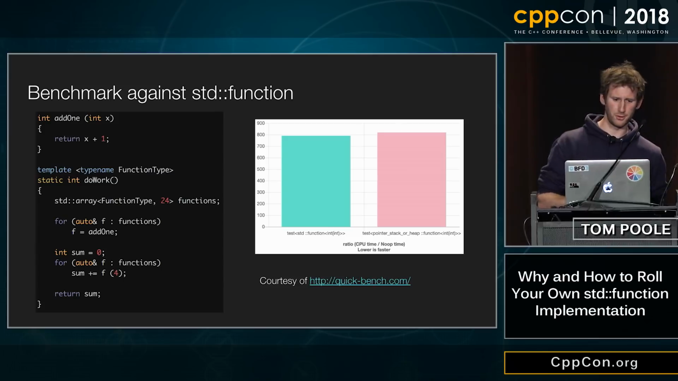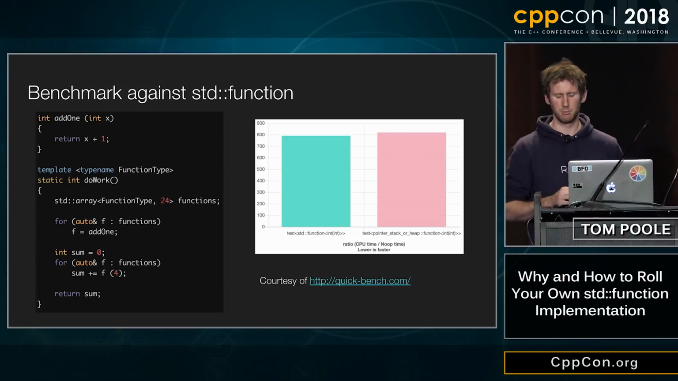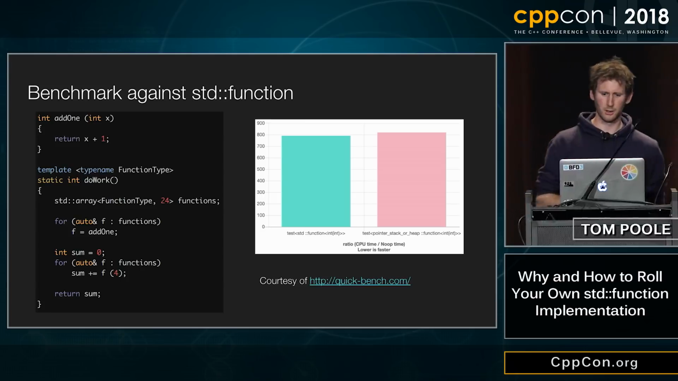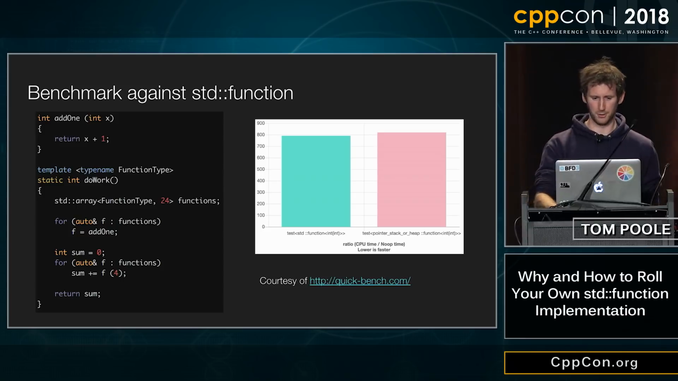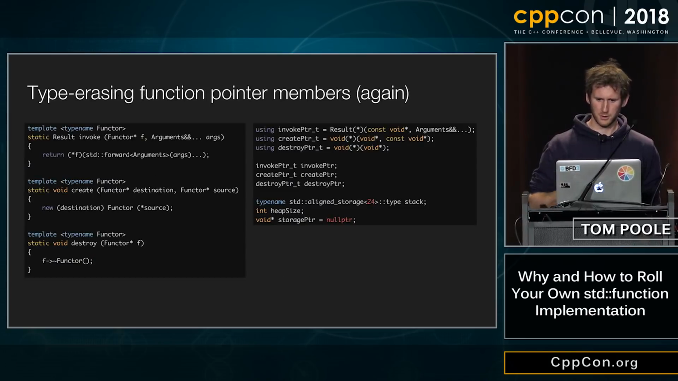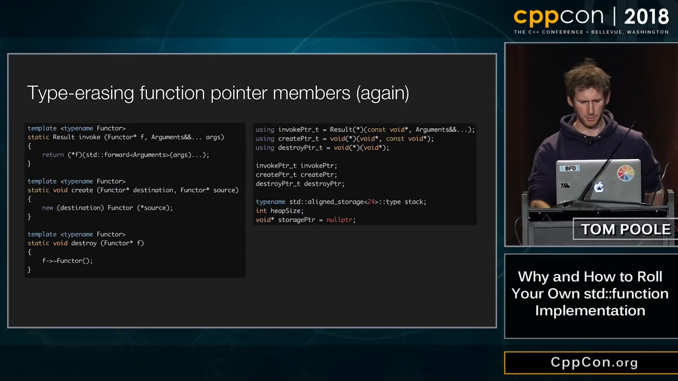So if we benchmark this against std::function, then we're doing more or less all right. We're a little bit slower, but we haven't put any effort into optimizing this whatsoever. So again, that is not surprising at all. If we look at the size of our alternative implementation, we can see we're pretty chunky. We have 3 function pointers, we've got some stack space, we've got an int for the heap size, and we have an extra pointer as well.